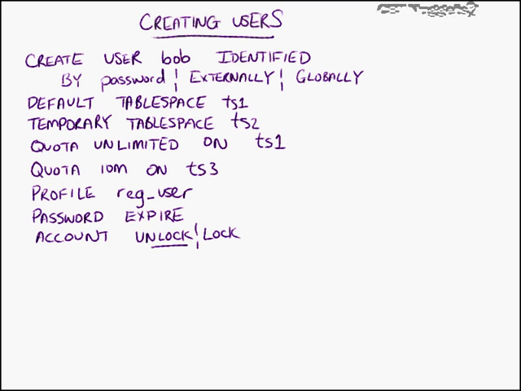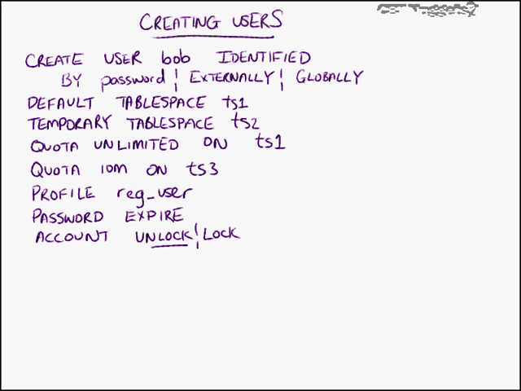Even if you specify a default table space for a user, you still need to explicitly give them a quota on that table space for them to create any objects in it. So you can either say that a quota is unlimited, or you can give it a number, in this case 10 megabytes, or you can specify 0 to say, hey, I don't want to allow any more new objects on that table space. You can also set a profile for that user.